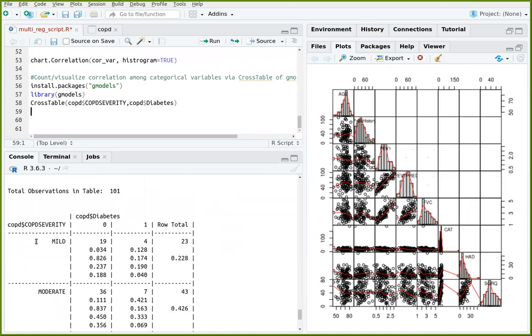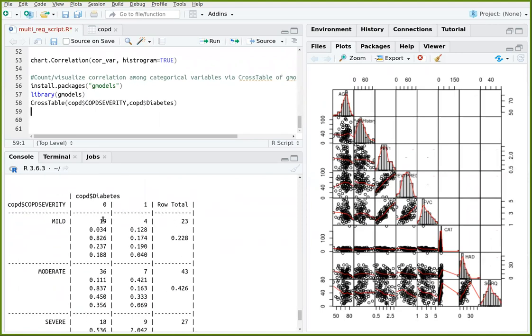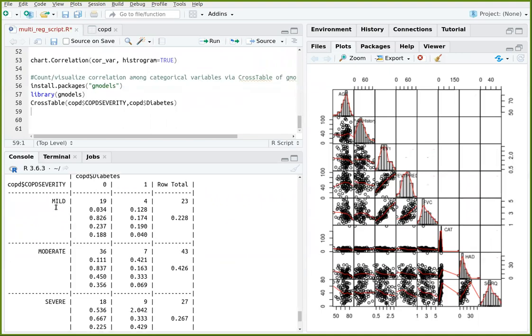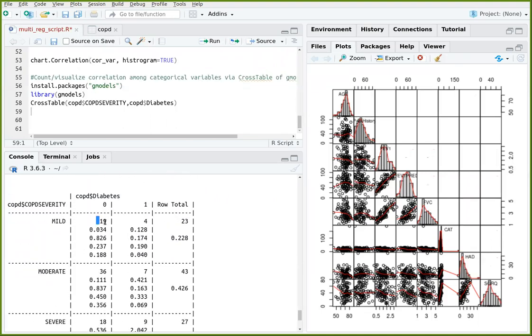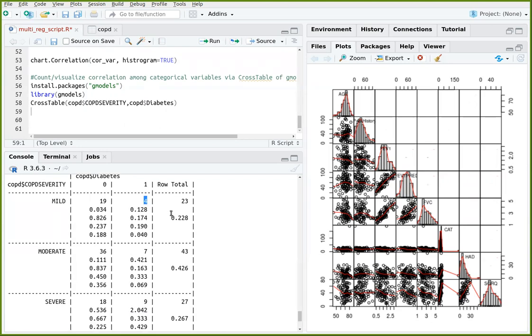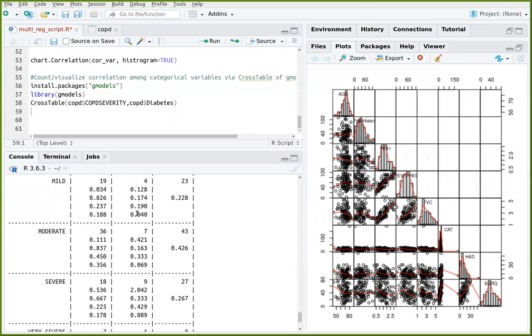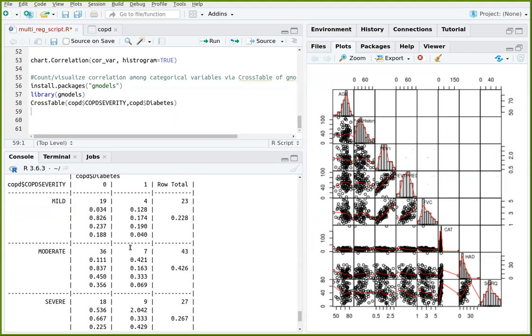we see the tabulation. How to read this, let's focus on these numbers here. Diabetes is 0 and 1, and COPD severity is mild, moderate, severe, very severe. So 19 people that have mild COPD severity do not have diabetes, but 4 of them do have diabetes. And the total here is 23. And you can go around and look at the numbers to see any potential correlation.